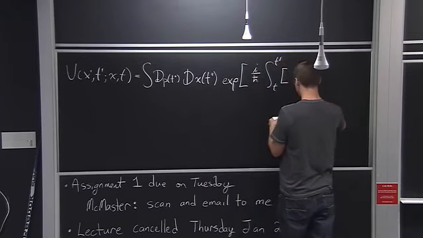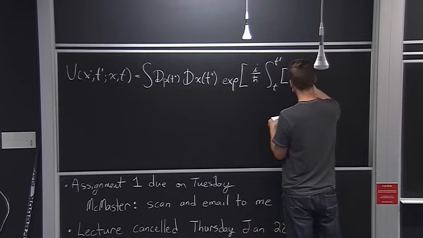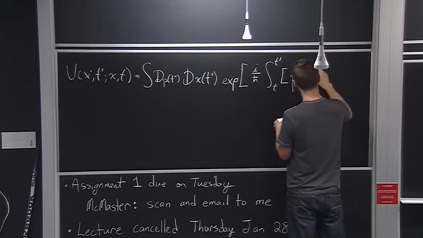And for some reason, I time evolved this from t to t prime instead of 0 to t. Hence, I was stuck with t double primes.